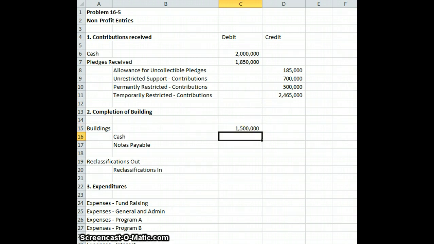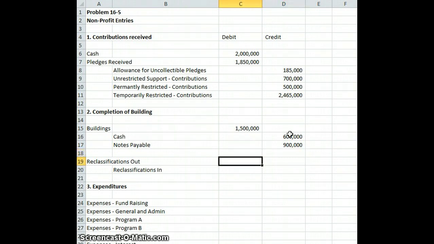Okay, so that's easy enough, right? And then we are going to record the payment of the cash. Our cash we paid was $600,000. So we're going to credit cash just like we would any other expense or expenditure. The balance then of $900,000 is going to notes payable. So that's going to be classified as a balance sheet liability.